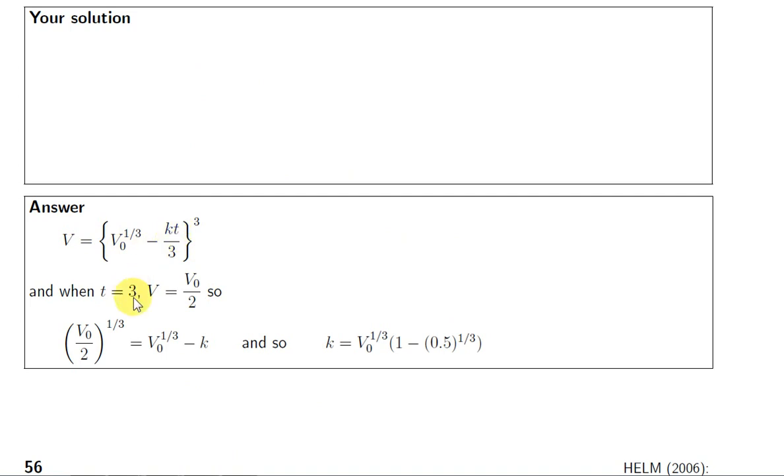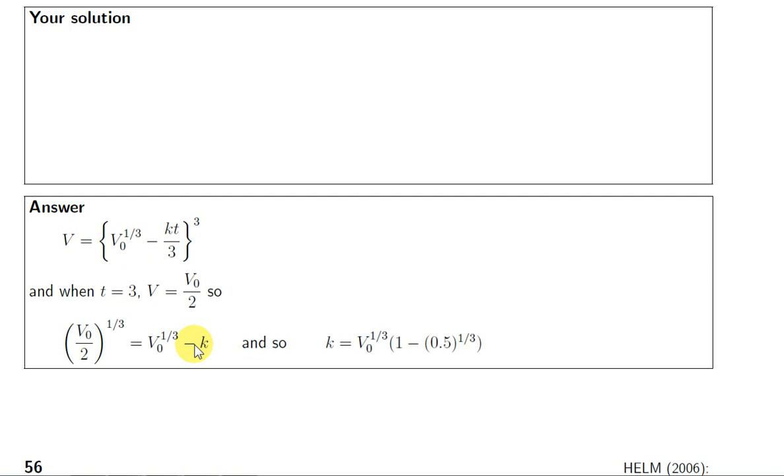Well, actually we are given T. At T equals 3, V decreases from V0 to V0 over 2. So we just plug 3 in for T, the 3's cancel, so we get V0 to 1/3 minus K, and that's raised to the power of 3. We're looking for K, so we need to then raise both sides to the power of 1/3 to get rid of this power of 3. So we'll have V0 over 2 to the power of 1/3 on the left hand side.